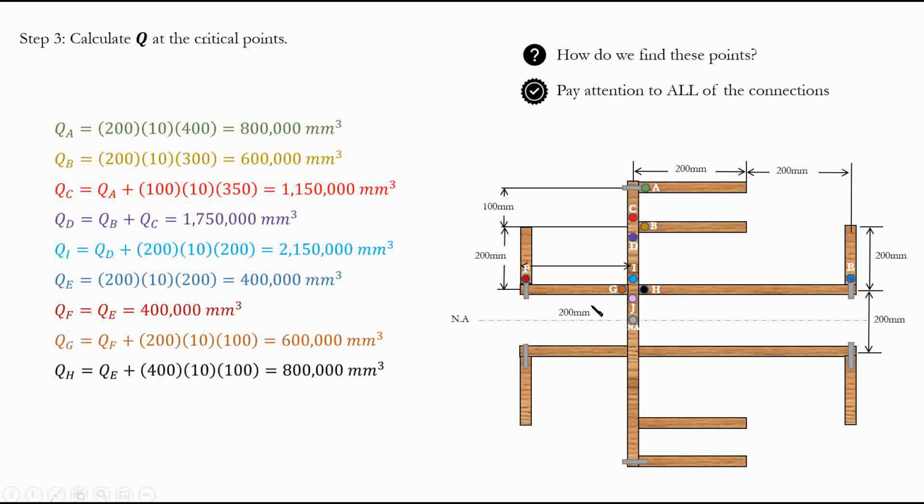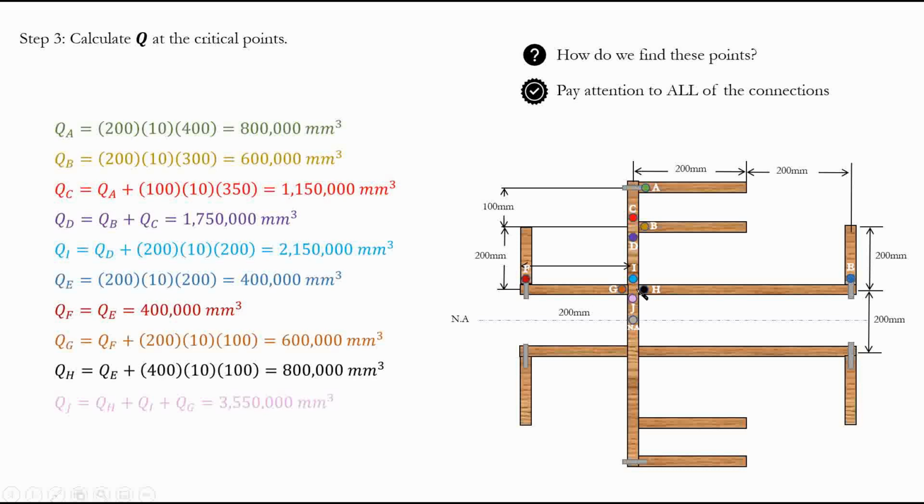What about QH? The same thing. QH is this area. So QH is equal to the Q of this segment plus the Q of this segment. This segment, the Q, we know it. It's QE. So it's QE plus the Q of that segment, which is 400 times 10, the area of the segment, multiplied by the distance, which is 100. And we end up with this value.